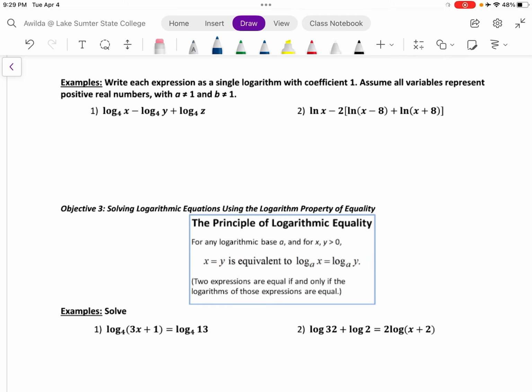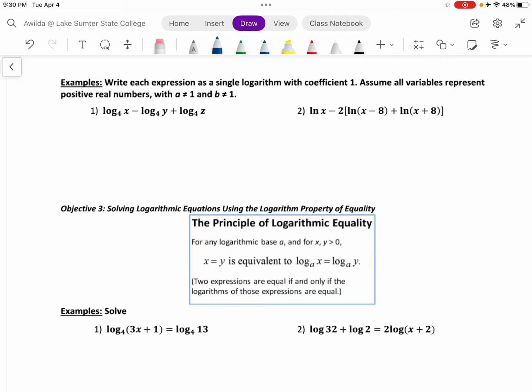Basically, we're going to apply the same properties that we practiced with in the previous video, but in reverse order. In the first example, we have logarithm base 4 of x minus logarithm base 4 of y plus logarithm base 4 of z. It's always important that when we apply these rules that we confirm that we're working with logarithms that have exactly the same base. Otherwise, the terms have to remain separate.